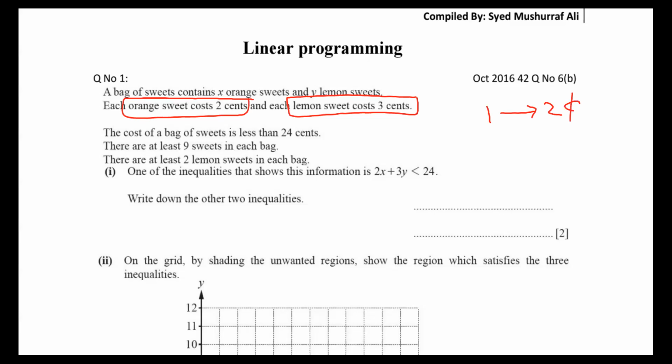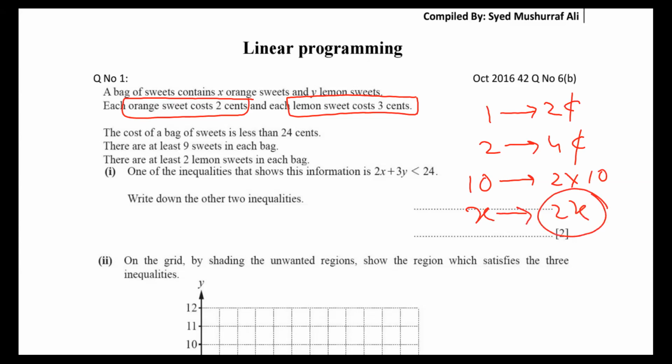So two sweets means 2 into 2, 4 cents. If I ask, what are 10 sweets? So, sir, 2 into 10, 20 cents, no doubt. If I say X sweets, you say 2 into X. So this is the money you spent on X orange sweets. I am sure you're understanding the concept. So let me write here on the left hand side, 2X.